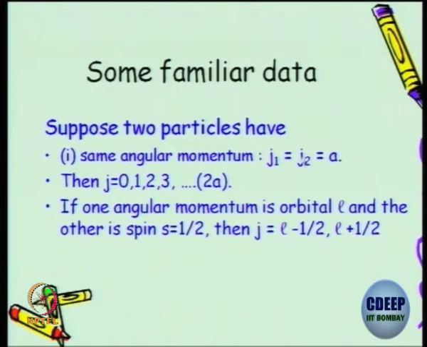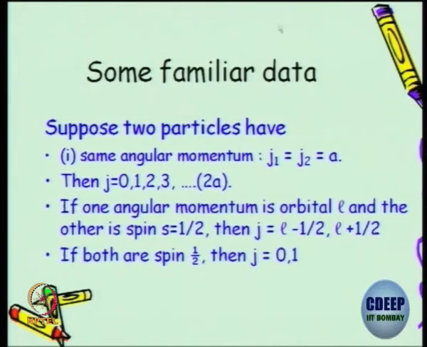If one angular momentum is orbital and the other one is spin, then what is the range? Spin is just half, spin half. J1 plus J2 is L plus half. You have to go in steps of 1 to J1 minus J2, which is L minus half. The difference between these two is only a step of 1. So only two possibilities. The total angular momentum J, when you couple orbital angular momentum to spin half, has two possibilities. If both are spin half, by the same argument, if you put A to be half, then it is 0 or 1.